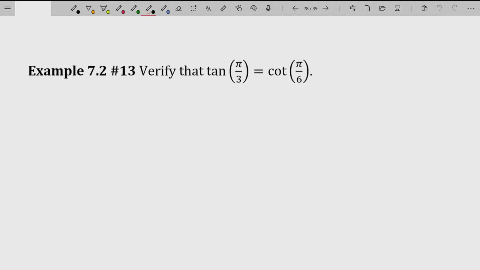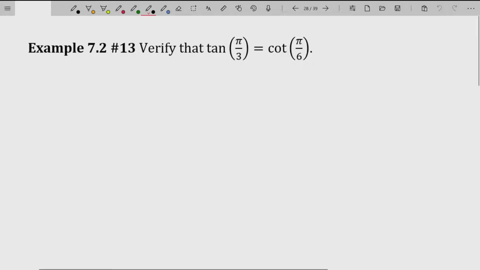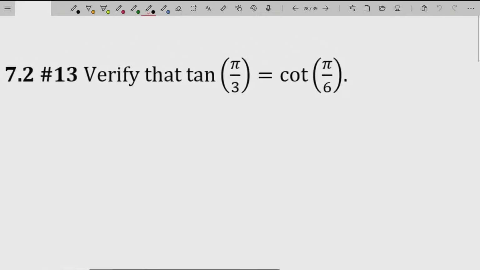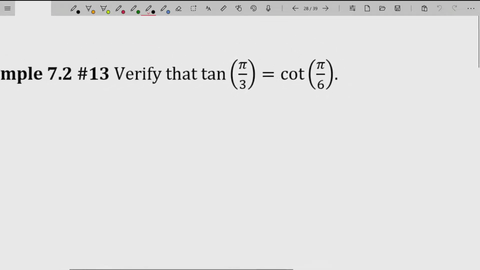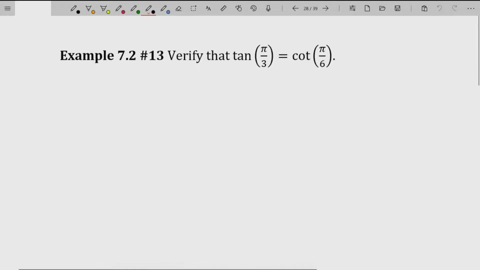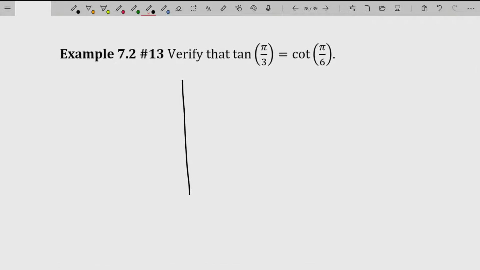So the first example we're going to do here is just to verify the cofunction identity. So the cofunction identity that's being tested here is: is the tangent of pi over 3 the same as the cotangent of pi over 6? Let's go ahead and verify. And the way you would do that is just draw out a right triangle that is a pi over 6, pi over 3 right angle. Remember, the smallest side gets the 1, so 1, 2, root 3.